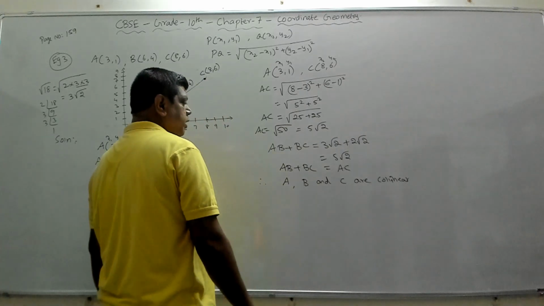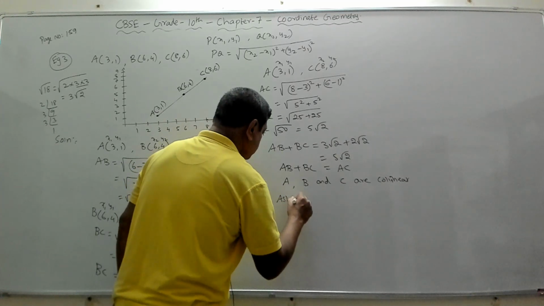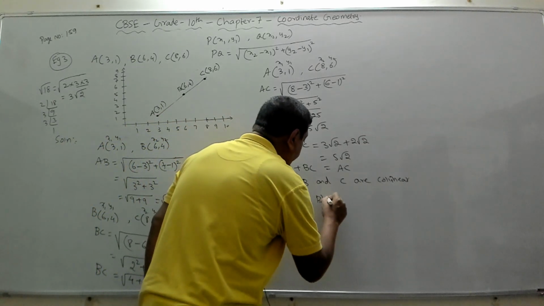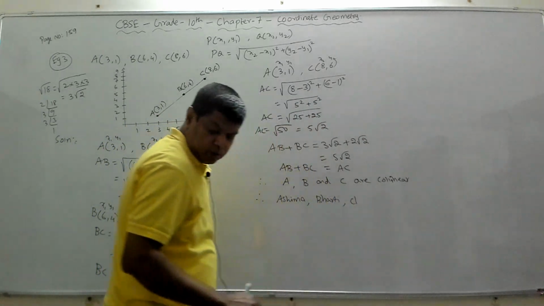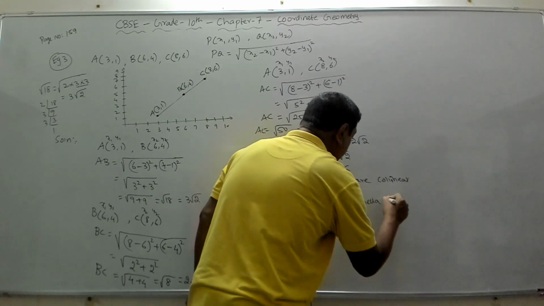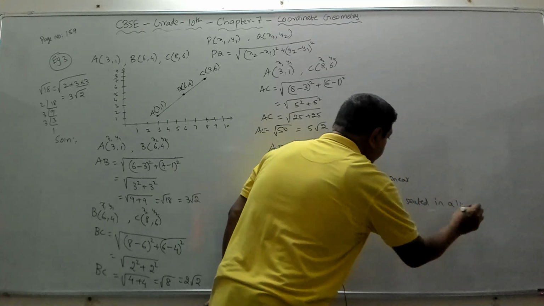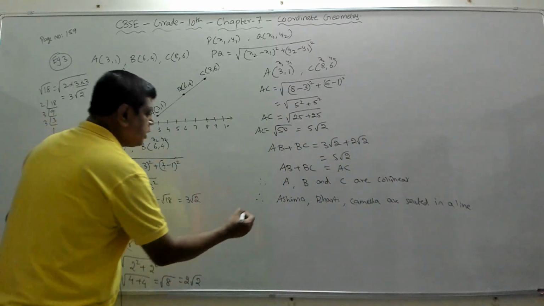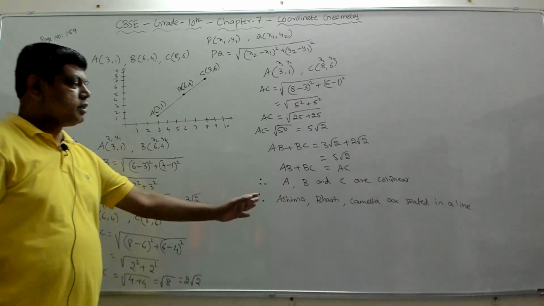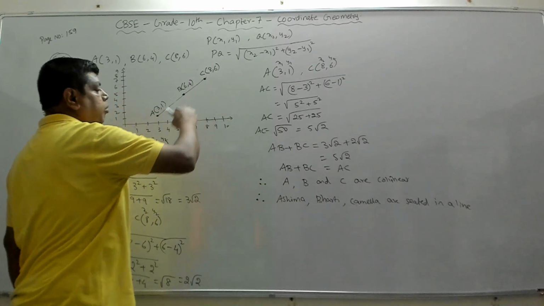So therefore, we can say Ashima, Bharti and Camilla are seated in a line. That's it. Therefore, the points are collinear. Which means all these three friends are seated in a line, which means there is a line that can pass through all these 3 points.